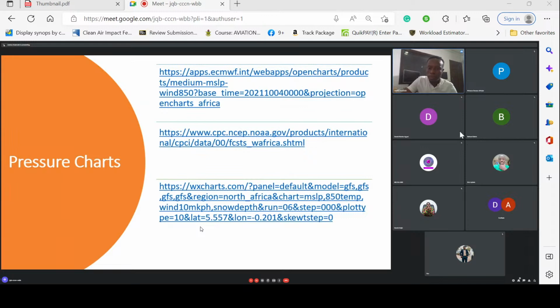There's also weather chart, which will also give you other forecast models, but they also use either ECMWF or GFS products. And so if you have access to ECMWF and then the GFS from NOAA, you don't really need that one per se. But if you don't have access to them, you can use that one to get both the ECMWF and then the GFS product. So these are areas where you can get some pressure charts to also analyze and make your forecasting.